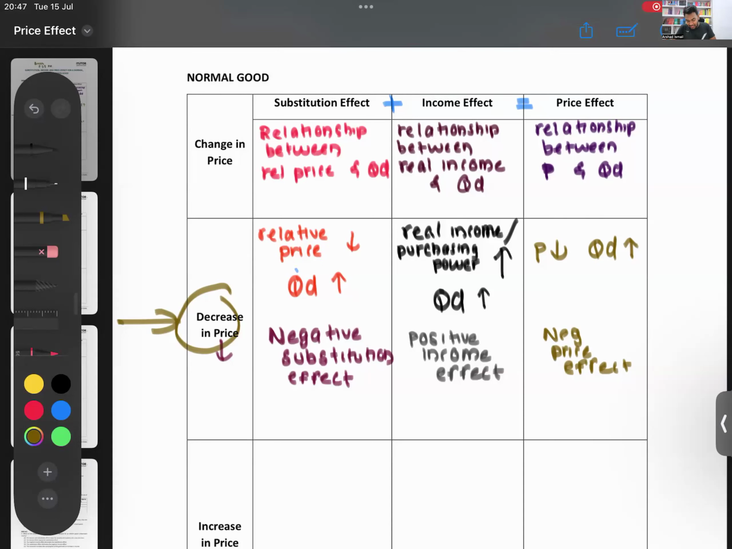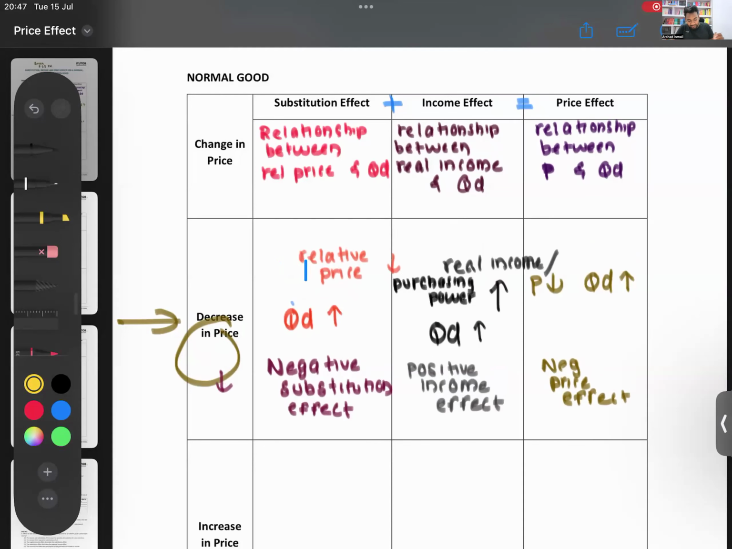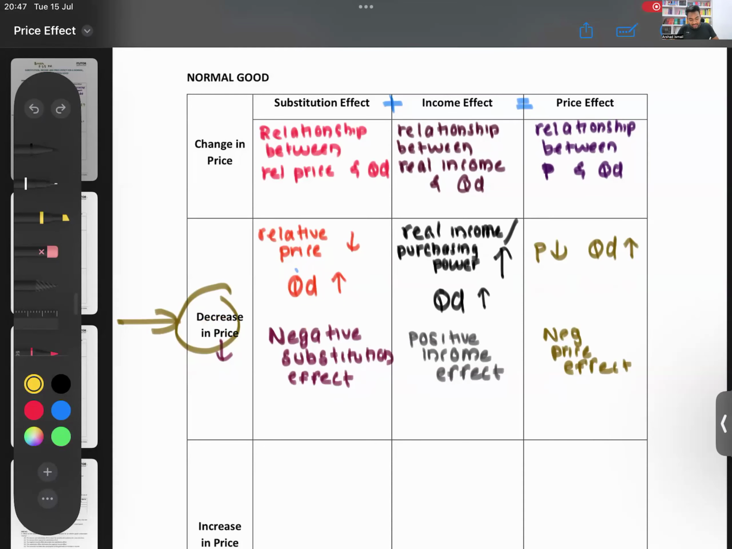So substitution effect is saying, look here, QD will increase. Income effect is saying, yes, based on us also, QD will increase. So that means it's the combination of these two put together. That means QD will go up. We'll go to inferior good later.